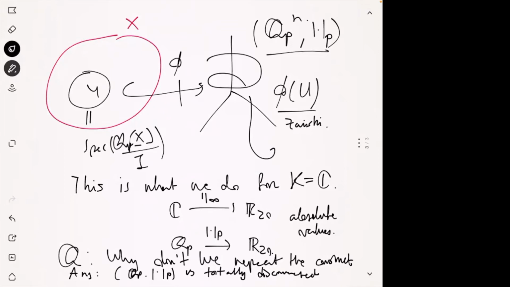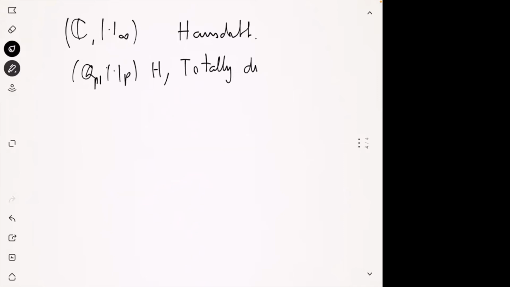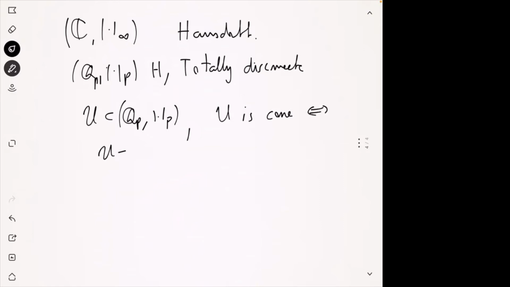And this is bad because it does not happen in the complex case. When you take the complex numbers with this, you get something very beautiful, something which is Hausdorff, right? And this Q_p is totally disconnected. I mean, it is Hausdorff, of course, but it is totally disconnected. So concretely, this means that if you have an open subset U of this, then U is connected if and only if U is a point.